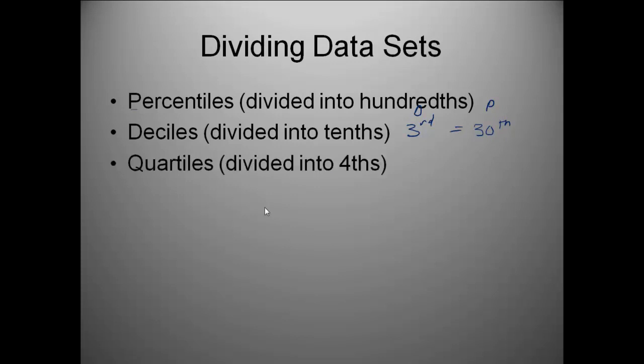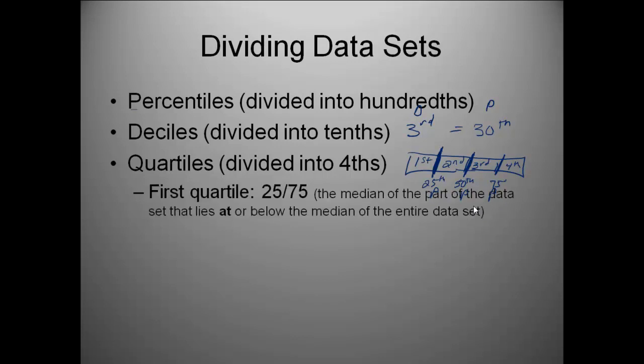Now the one we're really going to focus on is the quartiles, and this is divided into fourths. So if you have a data set and you divide it up into fourths, you're actually talking in terms of 25%. So this one right here would be like the 25th percentile. Here you would have your median, or your 50th percentile, and then your 75th percentile. So we're going to use the quartiles most.